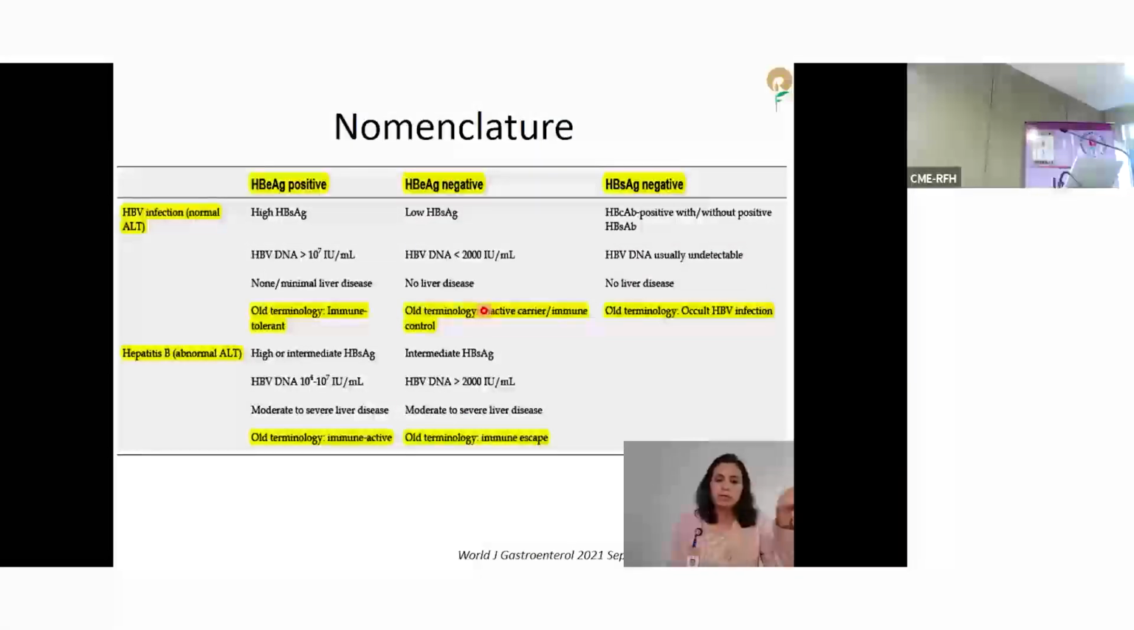So the previous nomenclature of immune tolerance, immune clearance, and occult infections has now been changed to a new one, which is based only on E antigen positivity or negativity, but in correlation with the ALT level. Is it normal or not normal? When it is normal, we call it only infection. When it is abnormal, which is more than 2 times the upper limit of normal and persistently abnormal, then we call it hepatitis. We also look at the DNA load.